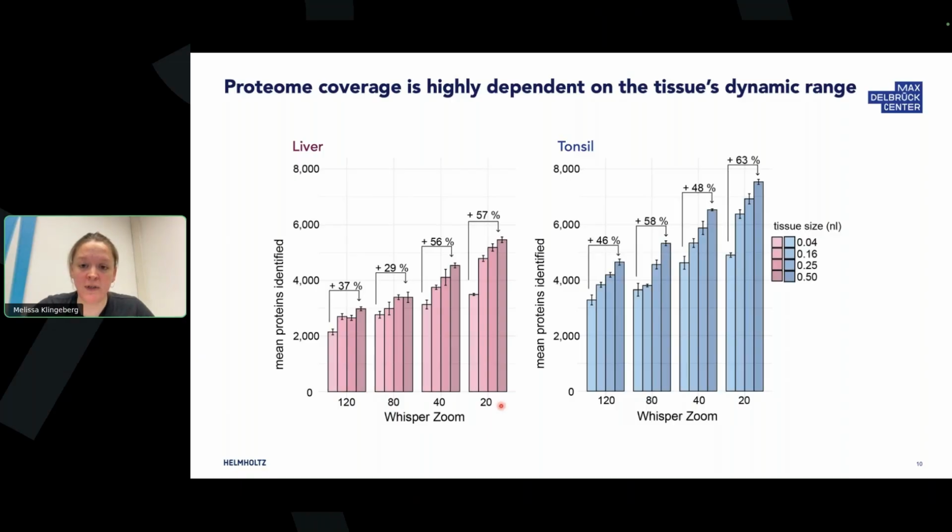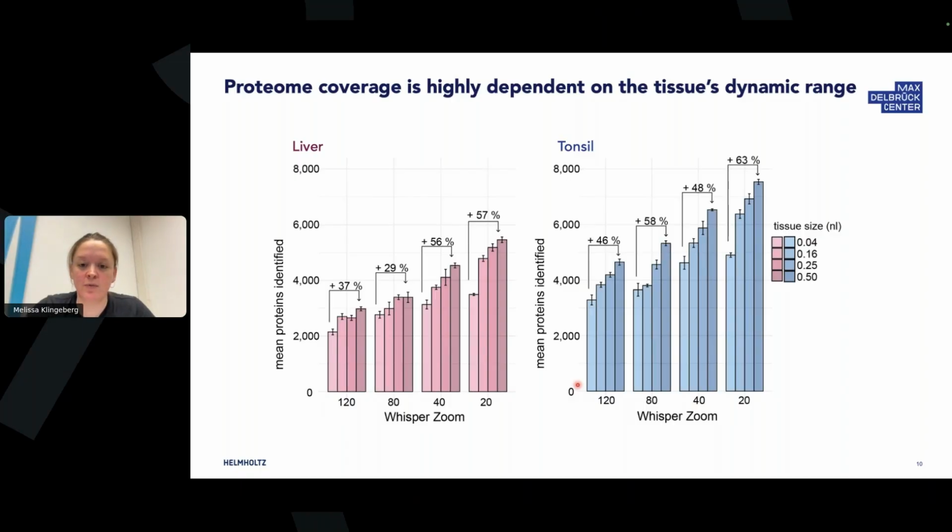But we were really happy to see that, for example, here, when you look at this very small tissue area that I showed you of 10 hepatocytes, when we run them at 120 samples per day, we can still identify more than 2,000 proteins from the small shapes, and more than 3,000 for the T-cell enriched area in the tonsil.